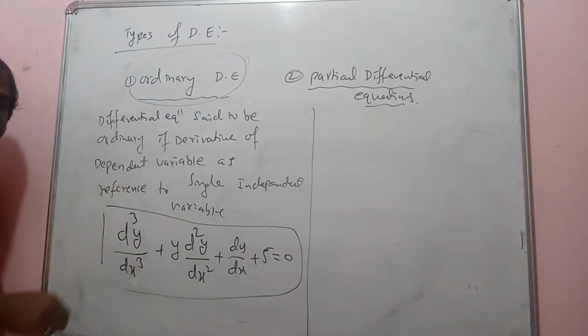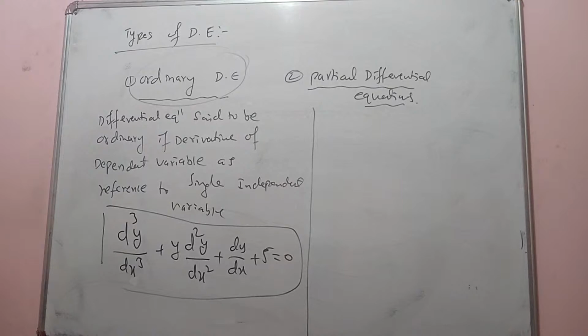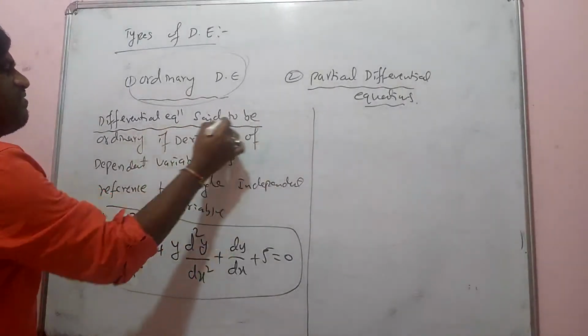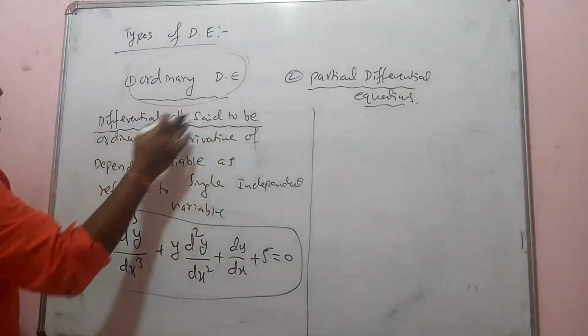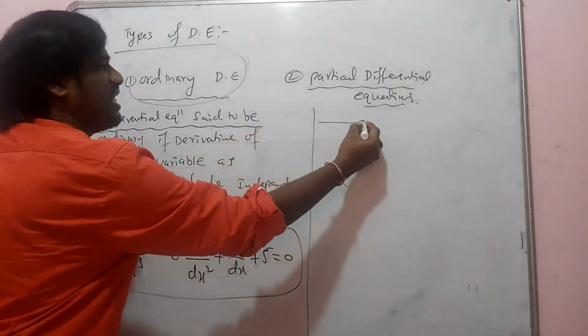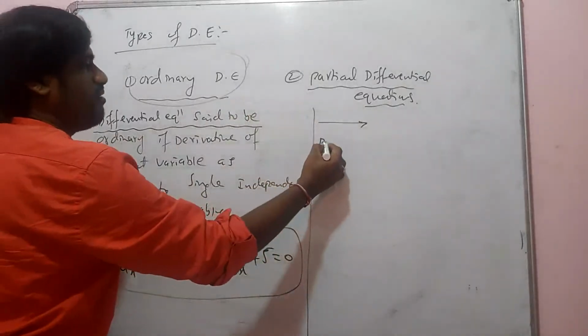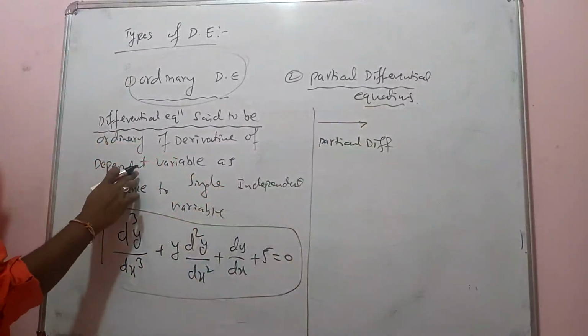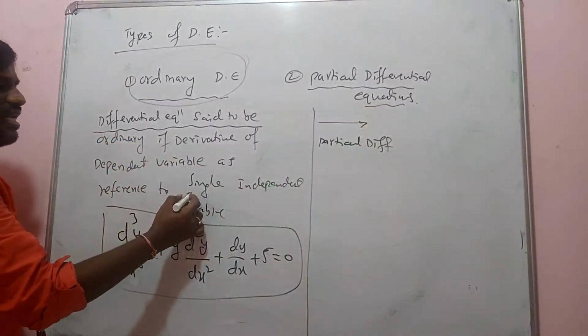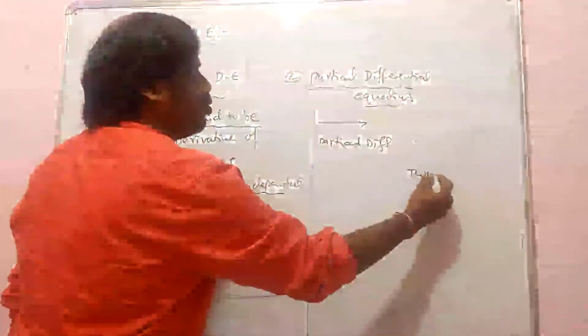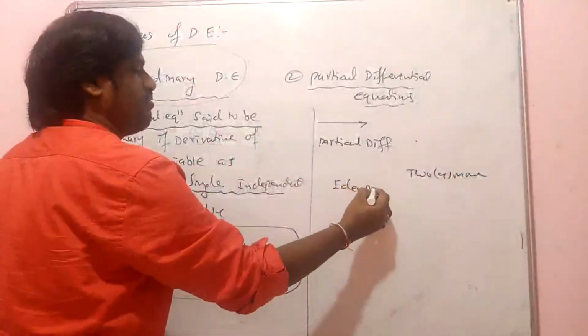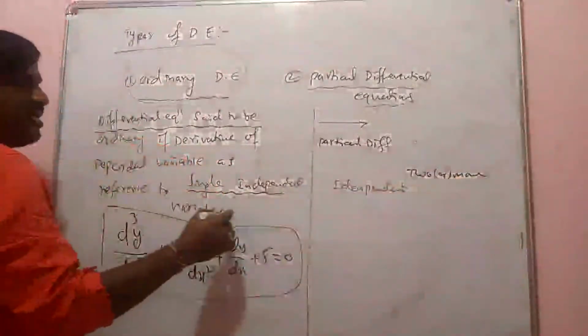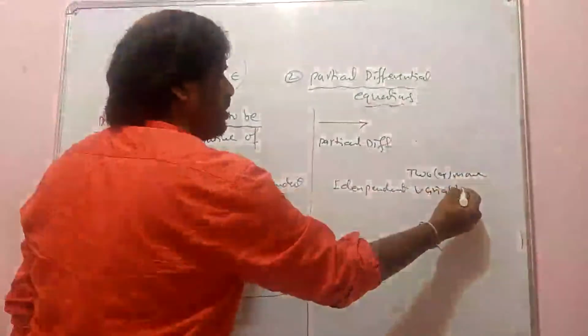And what is partial? The definition is the same. The first line is the same, and in the second line, in place of ordinary we write partial differential equation, of the dependent variable with reference to two or more independent variables, in the place of single. For example, I'll explain you the example.